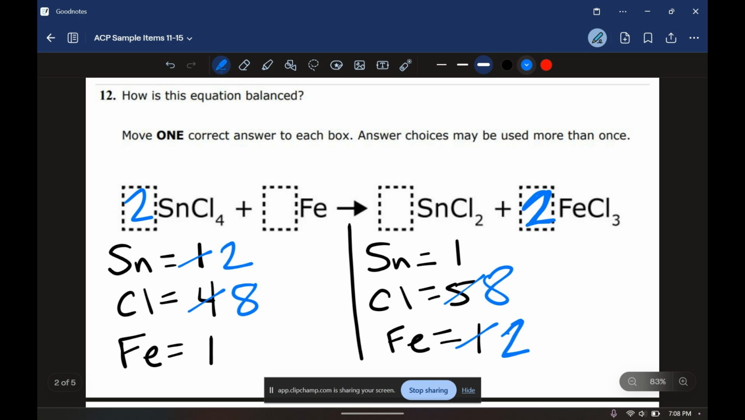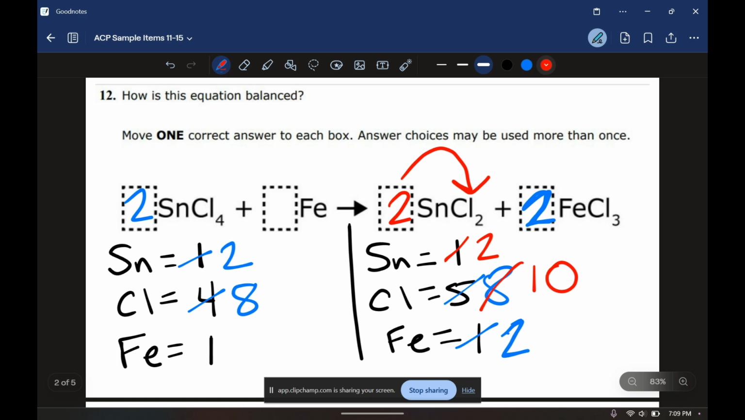But now we have a problem because if we move back over to the right, we only have 1 tin. So in order to have 2, we're going to have to put a 2 here. But if we put a 2 there, that 2 is also going to affect chlorine, which means we're now going to have 4 atoms of chlorine plus the 6 we had over here, and that's going to give us 10. And if we go back to the left, there's nothing we can multiply by 8 to give us 10. So this really isn't going to work, especially if you try to finish it.